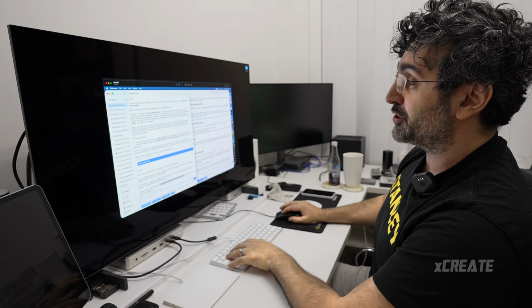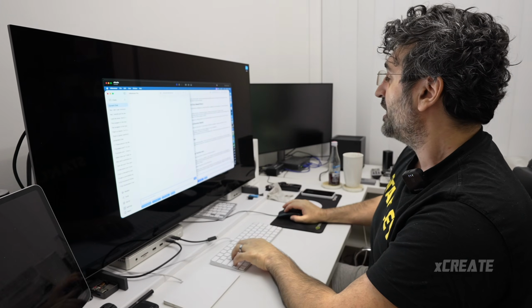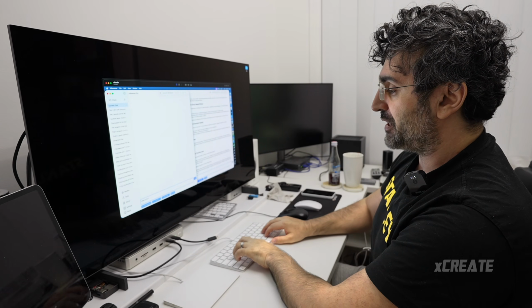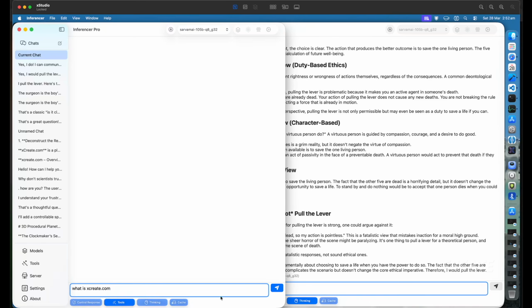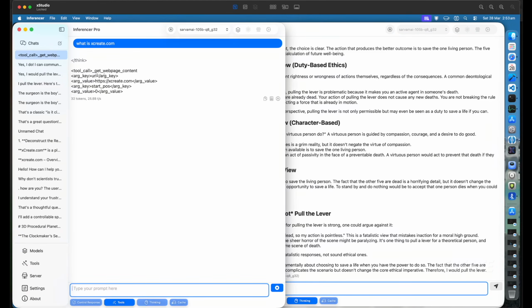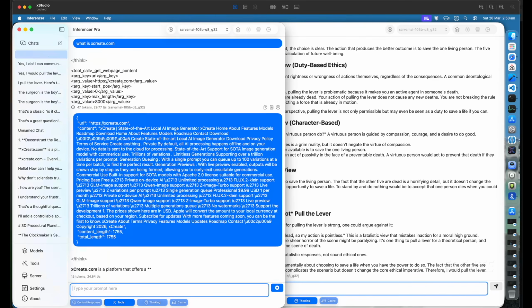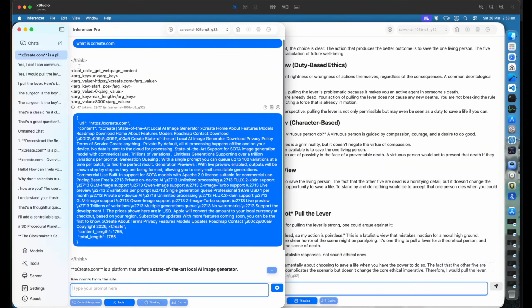I'm now just going to see how good it is at tool calls. I'm going to ask it, what is xcreate.com? And I'm going to enable tool calls over here. I've got one tool call already enabled, and that one just allows it to go on websites. So it's gone ahead and requested, and it's printed out all the arguments for the tool call request. So that's very, very clever.